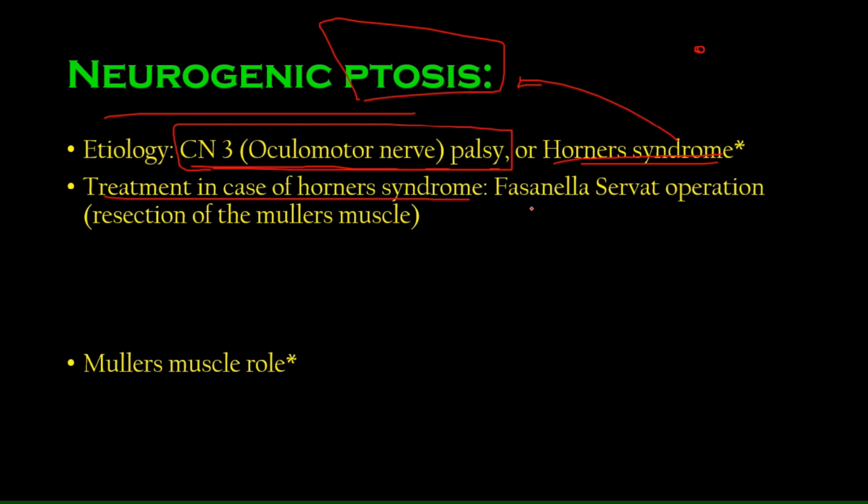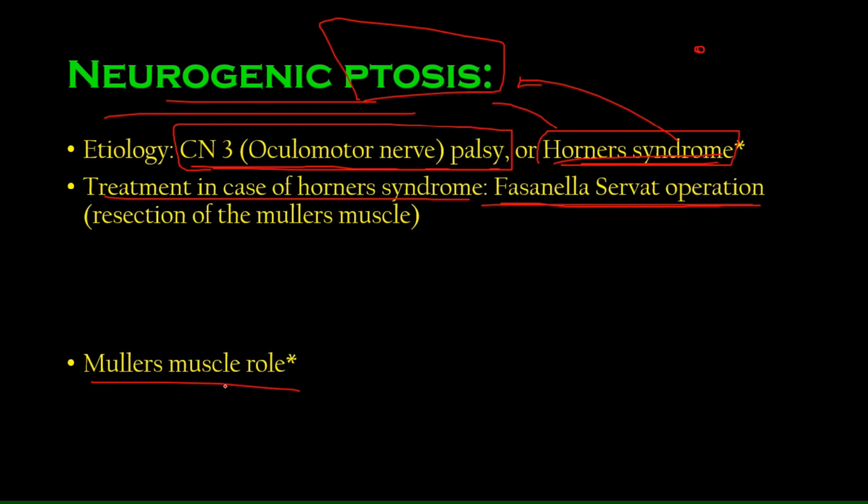But if there is a case of Horner's syndrome, there is an operation called the Fasanella-Servat operation that could be used to fix this condition, right? If there is a neurogenic ptosis caused by Horner's syndrome, the Fasanella-Servat operation might help us.